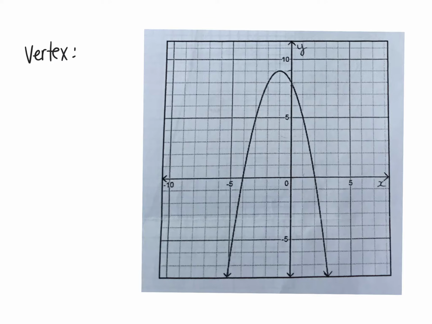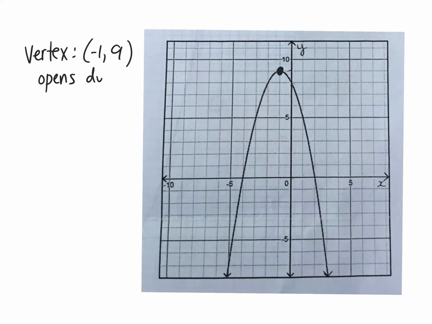(-1, 9). So it's here. Negative 1, 9, good. It's the point where the parabola changes direction. So it either goes from increasing to decreasing. In this case, it's the highest point. Okay, so that's actually important. And we know this parabola opens up or down?